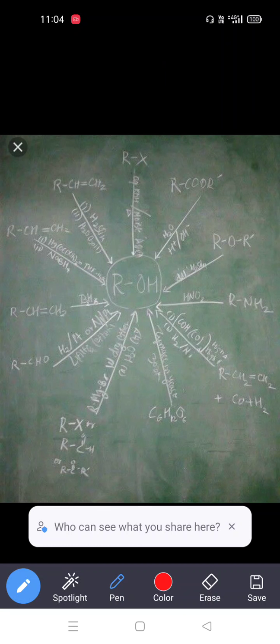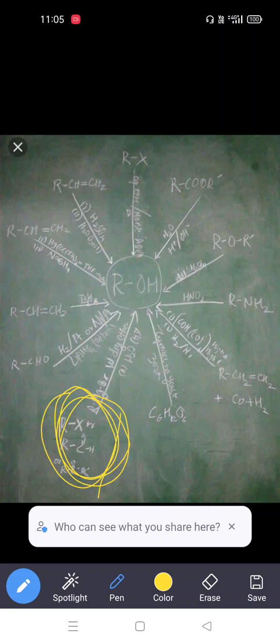So these are the different ways to prepare the alcohols from different types of starting materials. This is also one of the mind maps to prepare the alcohols. So let's see how to prepare the alcohols from different types of reactants. Here we start with a simple example, Grignard reagent reaction with carbonyl compounds. This is already done.